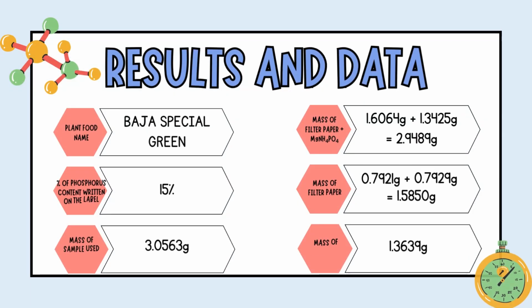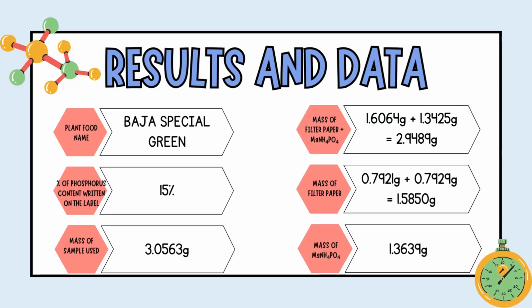Results and data. Plant food name is Fertile Special Grain. Percentage of phosphorus content written on the label is 15%. Mass of sample used is 3.0563 grams. Mass of filter paper and magnesium ammonium phosphate is 2.9489 grams. Mass of filter paper is 1.5850 grams. And mass of magnesium ammonium phosphate is 1.3639 grams.